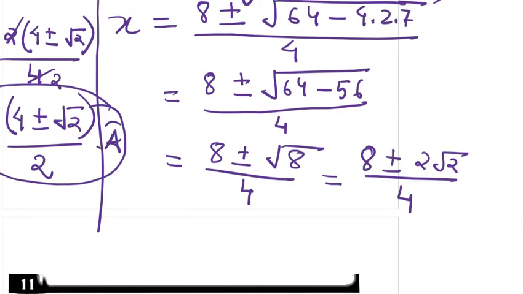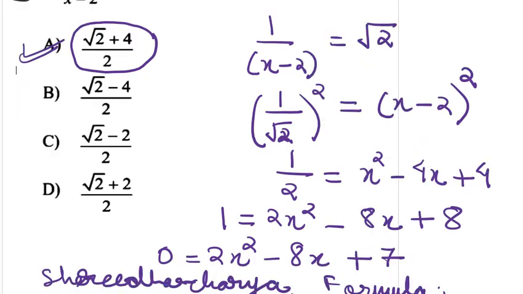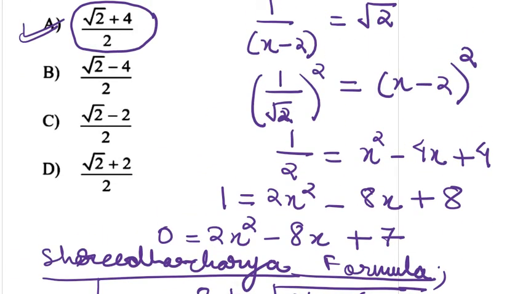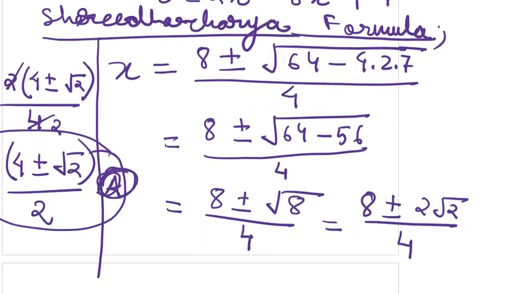So the correct option is going to come as A, right? The correct option is A, because over here you see it's a minus 4. The second one, look, you might be saying, sir, why is the second one not correct? Because if you write this, it's coming as minus 4 plus root 2 divided by 2. So this is wrong, because it's supposed to be 4 minus root 2 divided by 2. That's how it's supposed to be. So this is the correct answer. Okay, so that's it for this question, students.